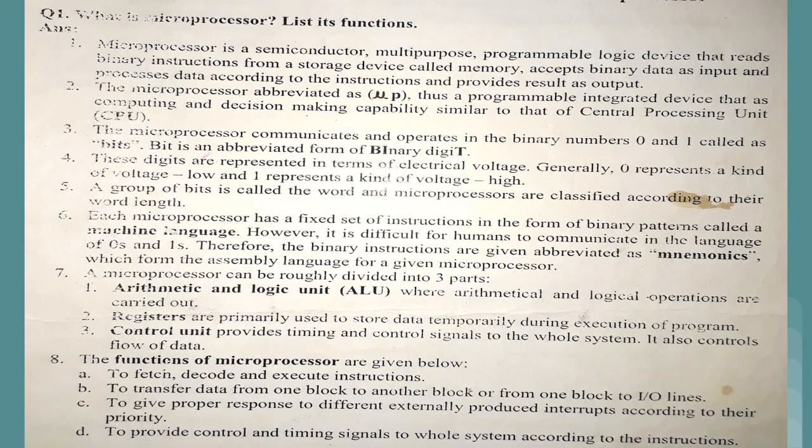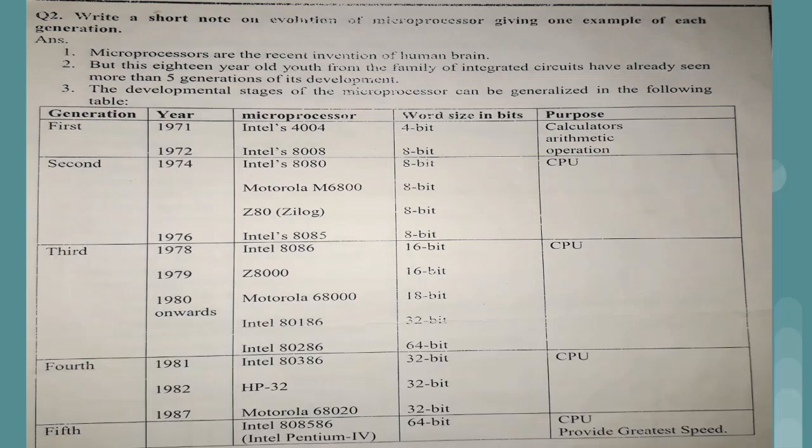So there are a total of 4 functions of microprocessor. First one is to fetch, decode and execute the instructions. Second function is to transfer data from one block to another block or from one block to input output lines. Third function is to give proper response to different externally produced interrupts according to their priority. And the last one is to provide control and timing signal to the whole system according to the instruction. These functions are very important. You should remember all these 4 functions.